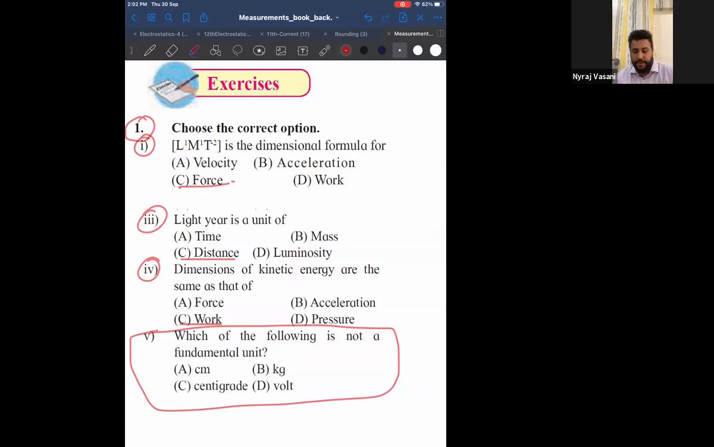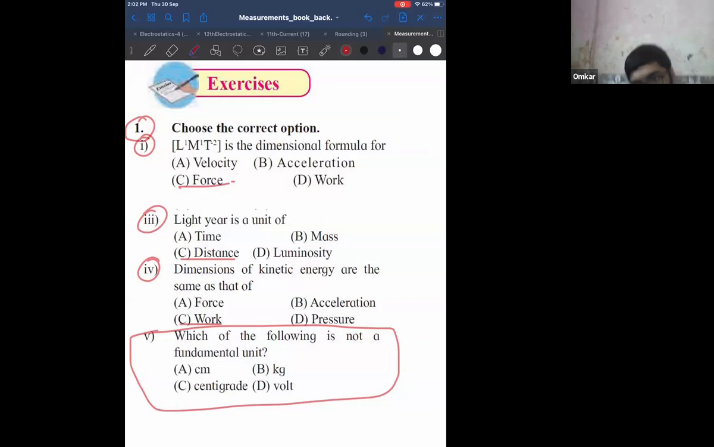Let me explain. Which of the following is not a fundamental unit? That means which of the following is not a unit of a fundamental quantity? So centimeter. Tell me, what is centimeter used to measure? Can I say centimeter is used to measure length? Now, is length a fundamental quantity? Check the 7 fundamental quantities. Yes. So centimeter is used to measure length, and length is a fundamental quantity.